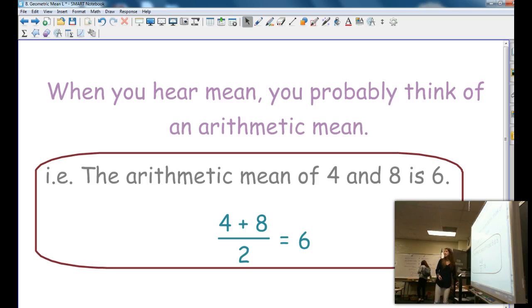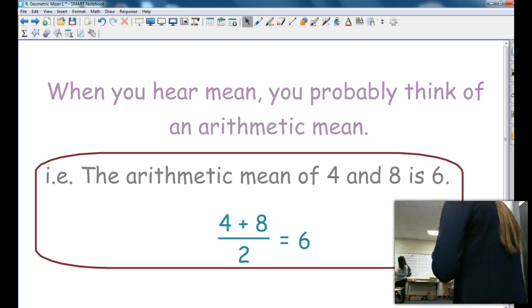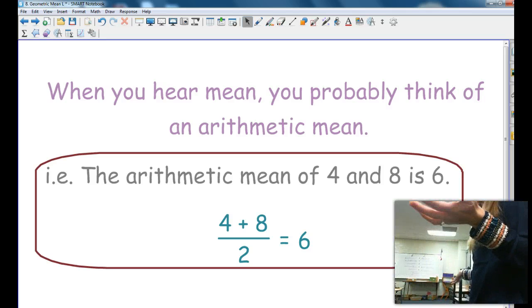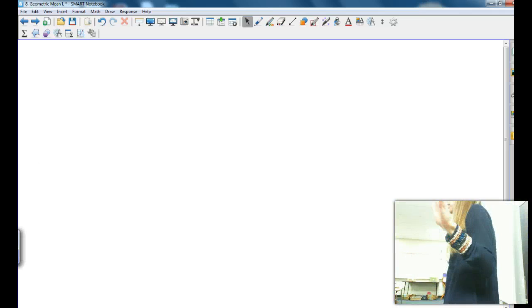But there are other means out there, and the one we're going to talk about today is called a geometric mean. Now, why would we need a different mean if we already have one? Let me give you an example of when they use this in the real world, because you'll always wonder, when are people ever going to use this stuff?